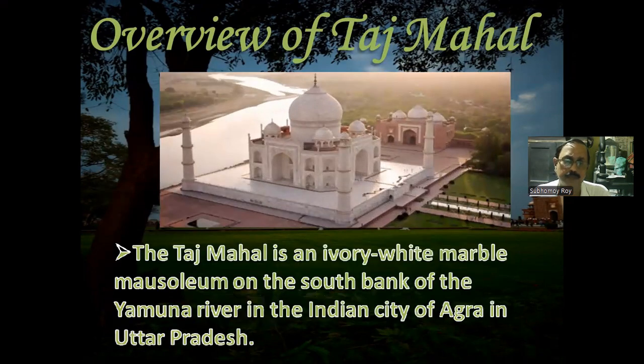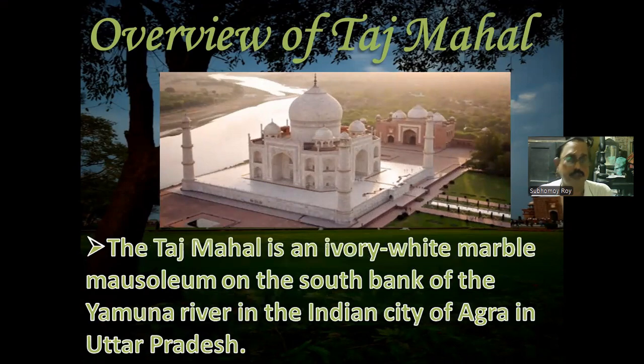Taj Mahal was built on the bank of the river Yamuna. This is an aerial view that you can see. It is an ivory white marble mausoleum on the south bank of Yamuna river in the Indian city of Agra, Uttar Pradesh. So if you visit Taj Mahal, you can see this location is awesome and beautiful.